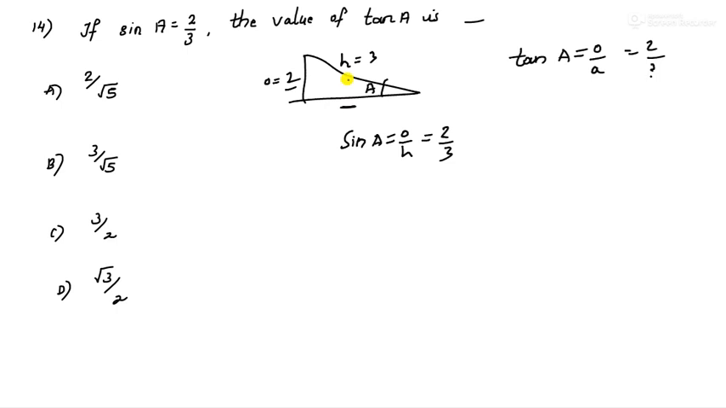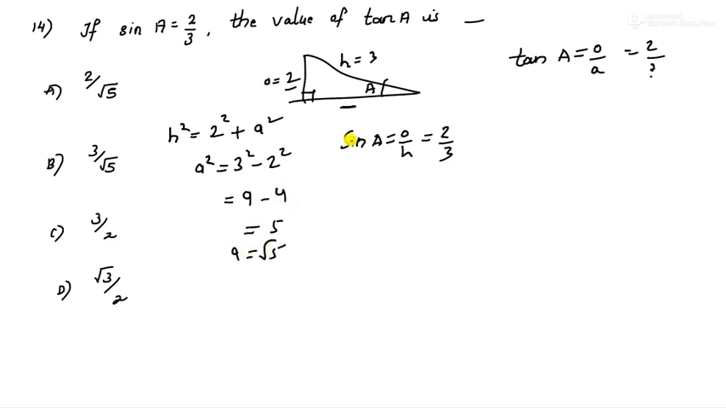So we are going to find it using what? We can find it using Pythagoras theorem, right? H square is equal to 2 square plus A square. So A square will be equal to 3 square minus 2 square, so 9 minus 4, which is equal to 5. So A is root 5. So the answer is 2 by root 5. So option number A is the correct answer. Got it? Moving to the last question.